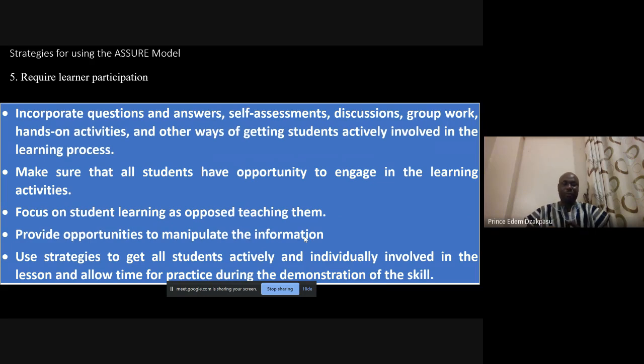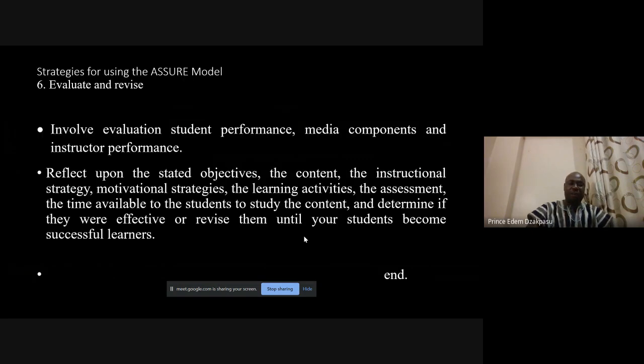Secondly, we should make sure that all students have an opportunity to engage in the learning activities. We should focus on student learning as opposed to teaching them. We should encourage or provide opportunities to manipulate information. And then we should use strategies to get all students actively and individually involved in the lesson, and allow time for practice during the demonstration of various skills.